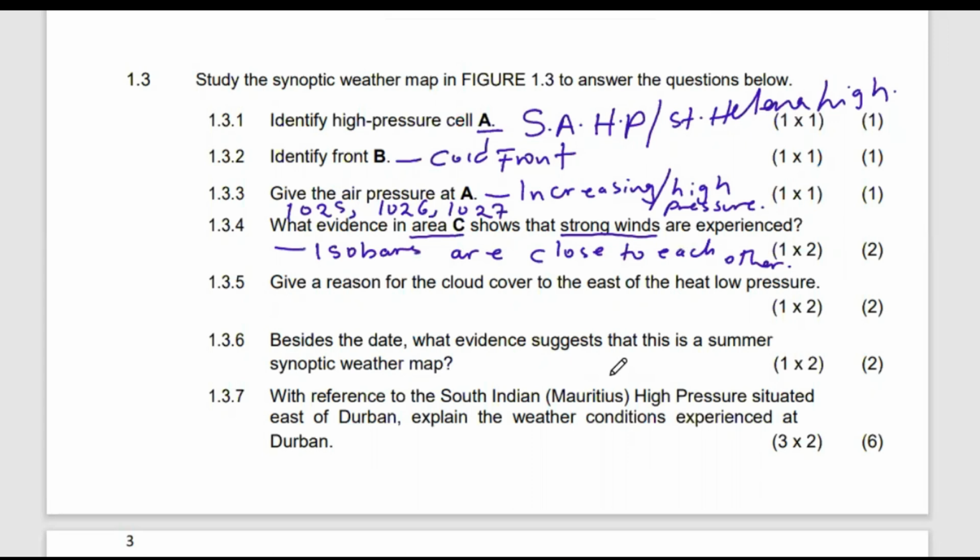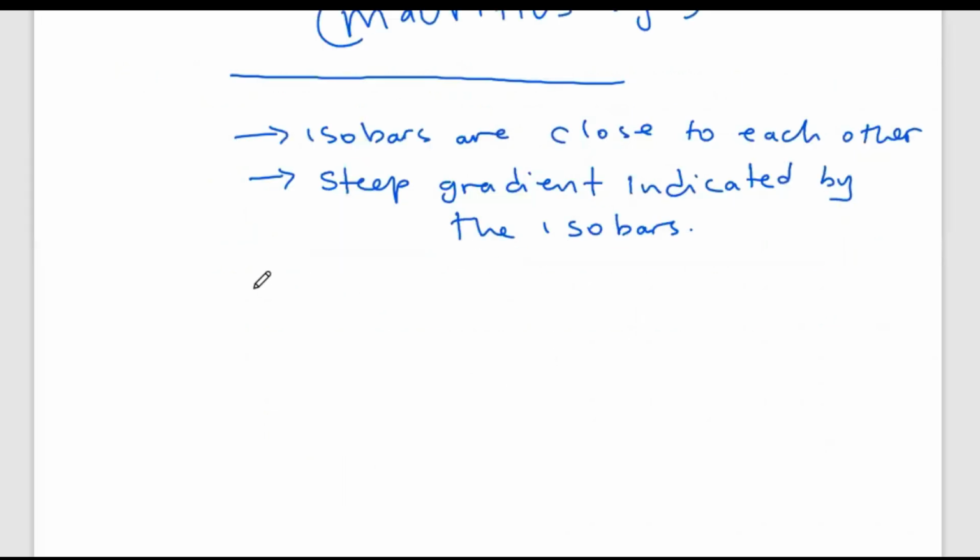Right. Let us proceed to question 1.3.5. They said, give a reason for the cloudy cover to the east of a heat low pressure. Now, what is a heat low pressure? Let's go back to the diagram here. We know well, just try to illustrate again.